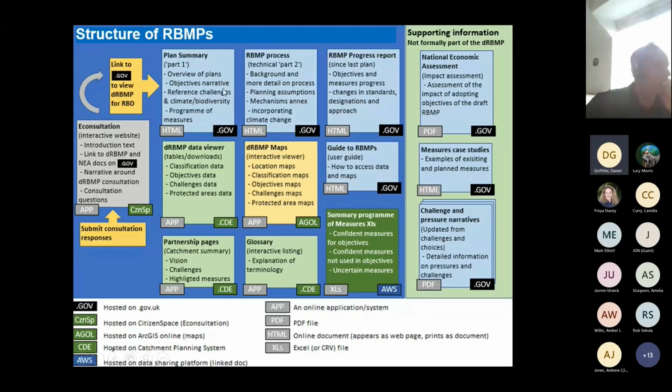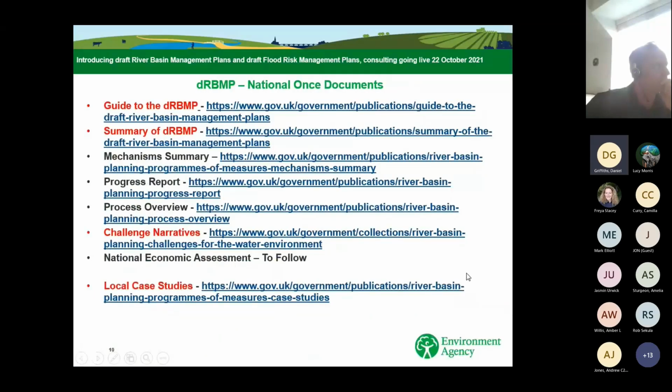What I've done in this presentation as well is put a list of all the national once products and where you can access them, with direct links, just to try and make it a little bit easier to navigate around the plan. And on here, I've highlighted in red the documents which I think are probably most valuable to review if you're looking to respond to the consultation.